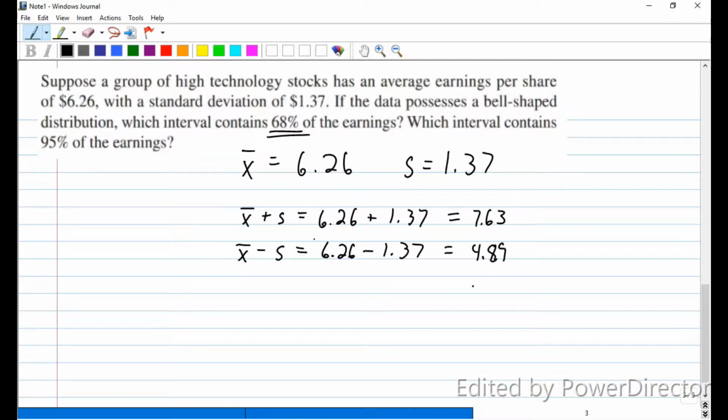So the interval, I don't know exactly how you would want to write that. Usually with intervals, we can write them in parentheses. This isn't an X and a Y value. This is just an interval. So it will be from $4.89 to $7.63. That would contain 68% of all of the earnings.